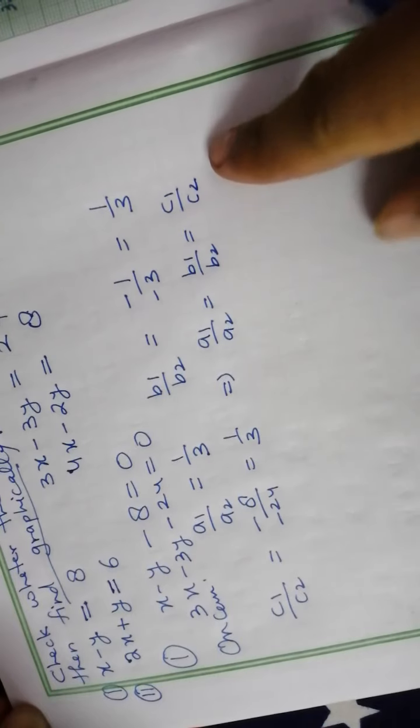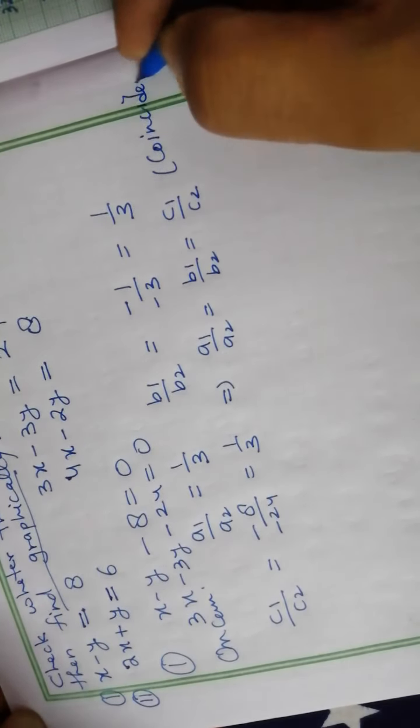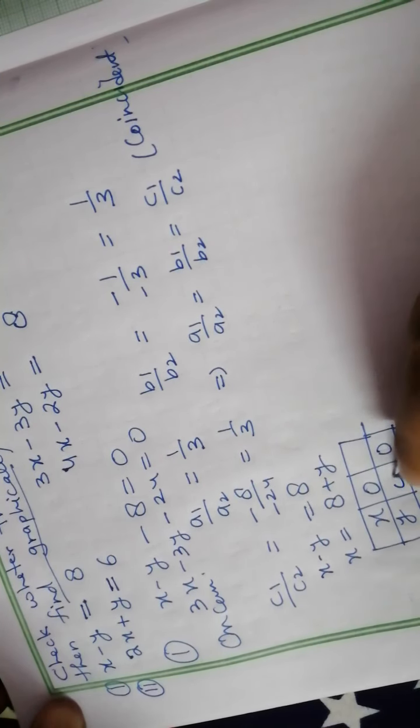Since all the ratios are equal, it means the lines are coincident, and it has infinitely many solutions. How can we represent that these lines have infinitely many solutions? For the first line, x minus y equals 8, we write x equals 8 plus y and make a table of x and y. Whenever x equals 0, y equals minus 8, and whenever y equals 0, x equals 8.